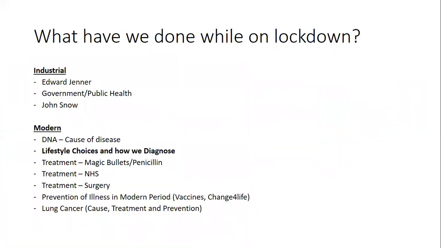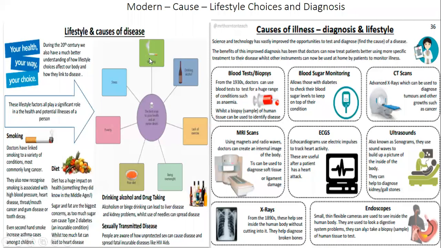The second thing we're going to look at is lifestyle choices and how we diagnose patients, which is a really easy concept in this part of the course. So with lifestyle and cause of disease, now it's really, really simple, okay? Because we have a better understanding of what makes people sick, we understand that lifestyle factors play a significant role in the potential illness for a person.